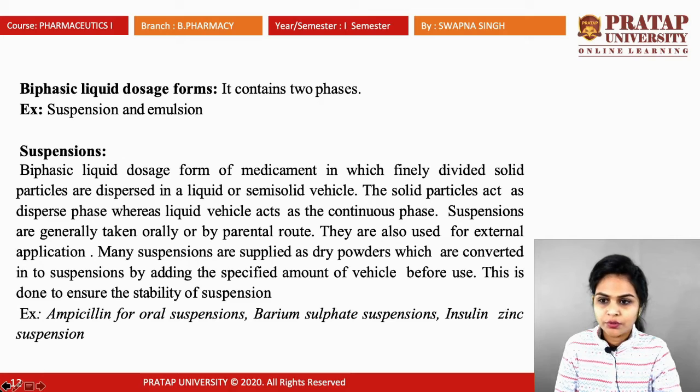They are also used for external application, and many suspensions are supplied as dry powders which are converted into suspensions by adding the specified amount of vehicle before use. This is done to ensure the stability of the suspension. Examples of suspension are ampicillin for oral suspension, barium sulfate suspension, insulin zinc suspension.